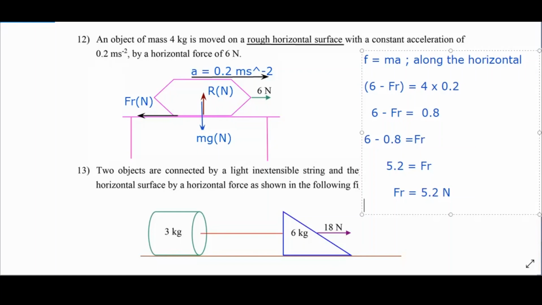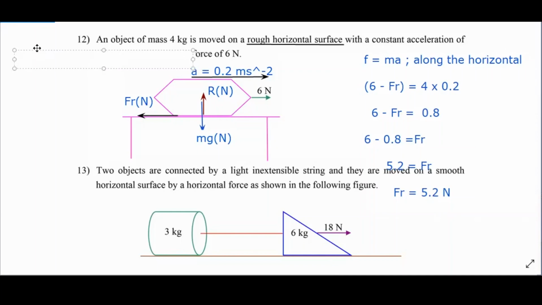Right. So leave a line and write. Upward force is R, downward force is mg. So R equals mg. m is 4 kilogram, g is 10. 4 times 10 is 40 Newton. Got it here? So we have found the normal reaction force.